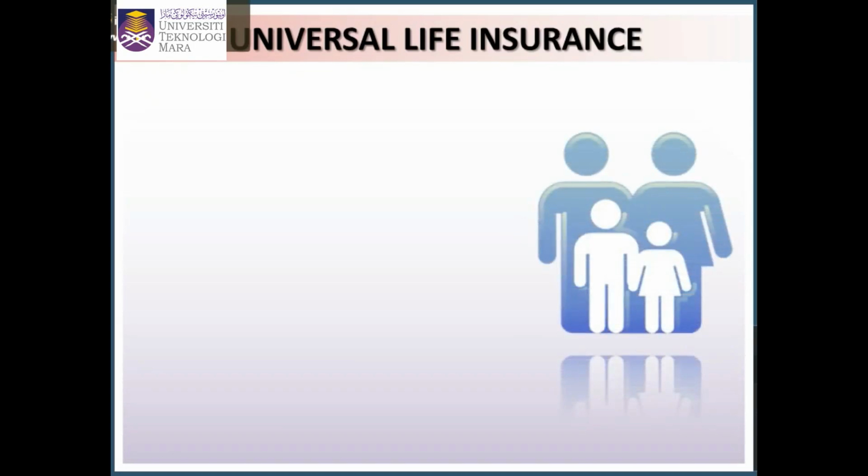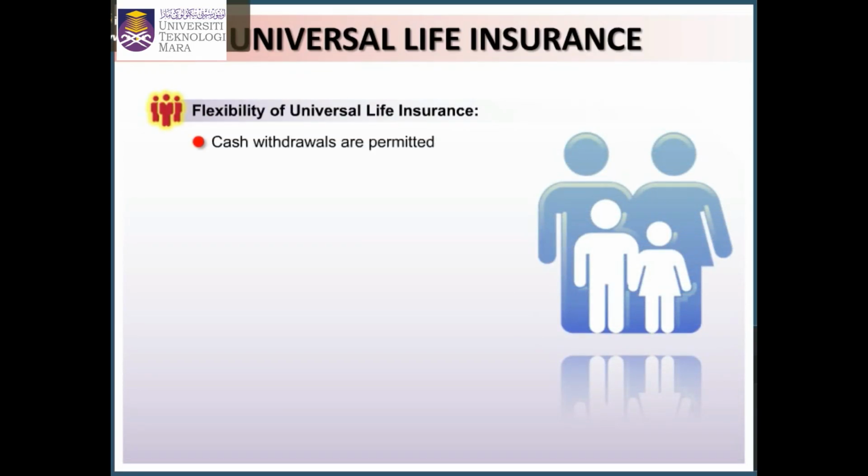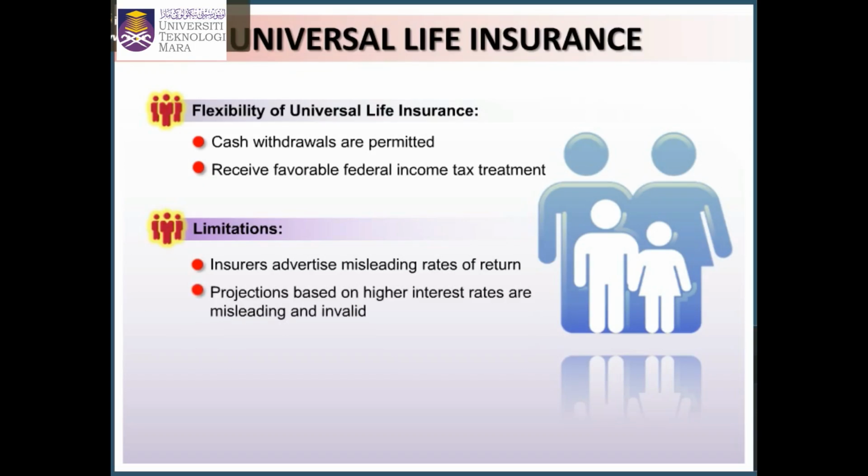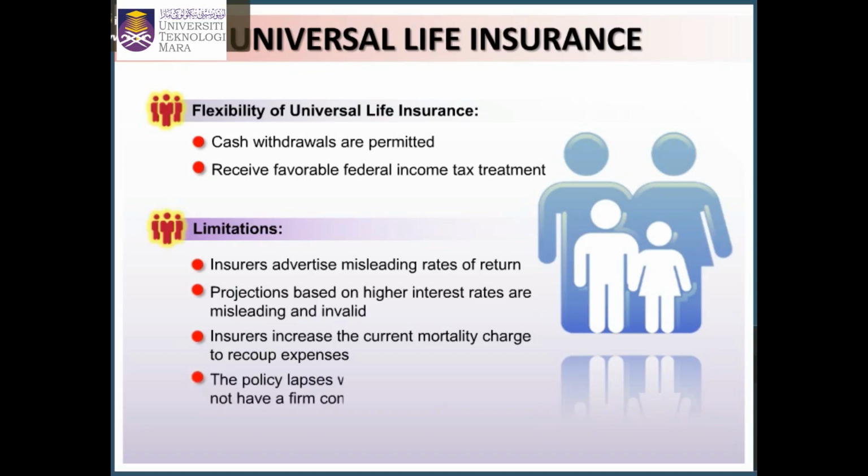Universal life insurance. Flexibility of universal life insurance. Cash withdrawals are permitted. Receive favorable federal income tax treatment. Limitations. Insurers advertise misleading rates of return. Projections based on higher interest rates are misleading and invalid. Insurers increase the current mortality charge to recoup expenses. The policy lapses when the policyholders do not have a firm commitment to pay premiums.